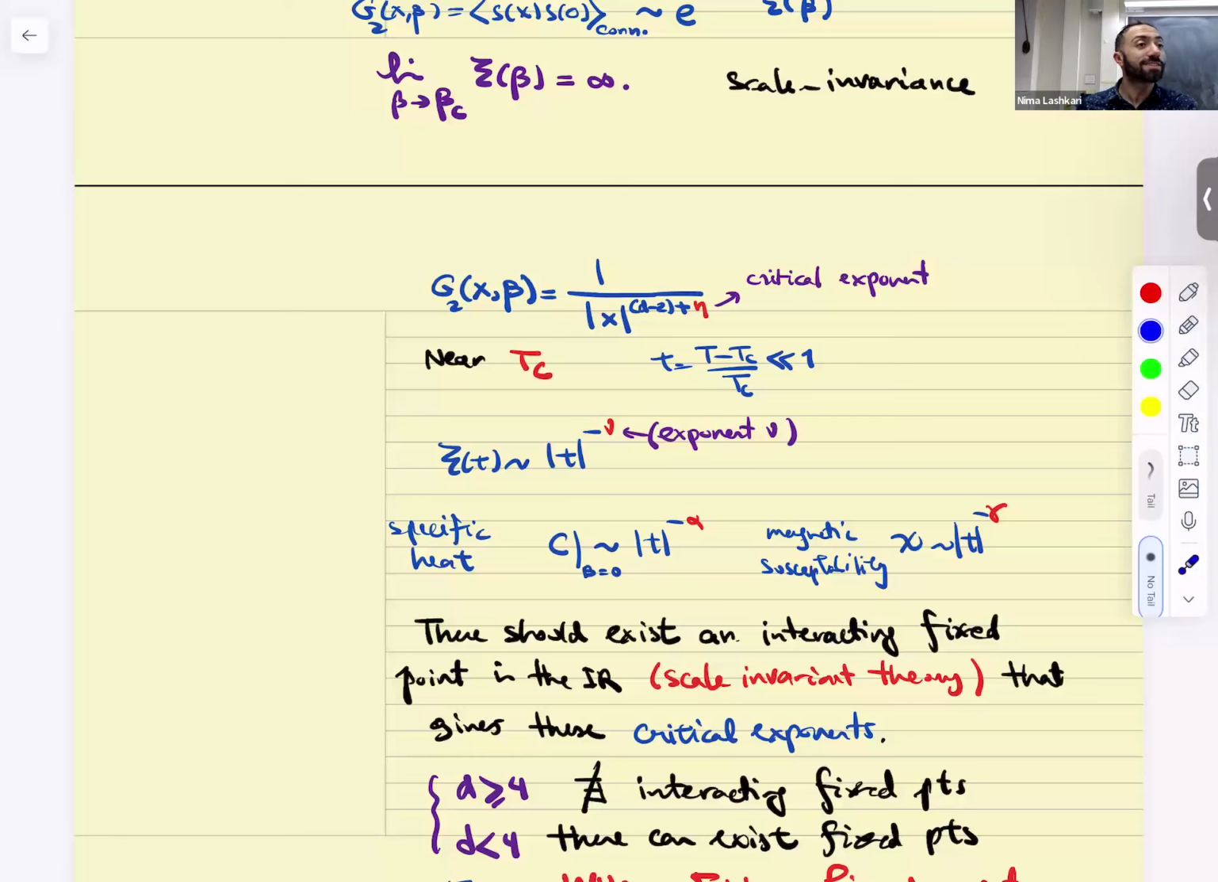The fact that these critical exponents are not all zero, well, actually, the fact that this anomalous dimension is not zero is the indication that you're talking about a non-trivial fixed point.